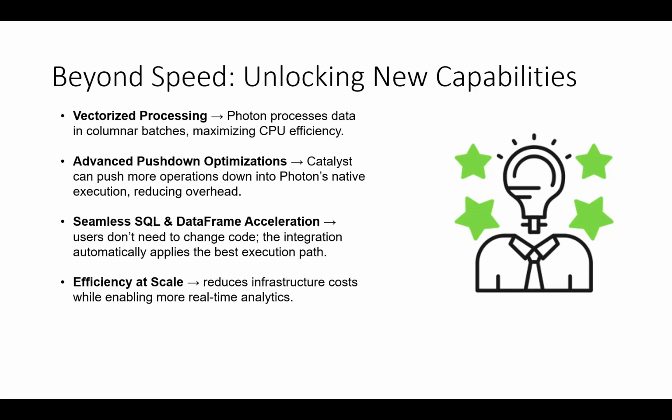Photon will do batch pickup or vectorized processing. Advanced optimization, like pushing more operations into Photon's native execution, can be done by Catalyst. Catalyst understands that these are advanced optimizations which Photon can do. There will be seamless SQL and DataFrame acceleration. Users don't need to change the code.